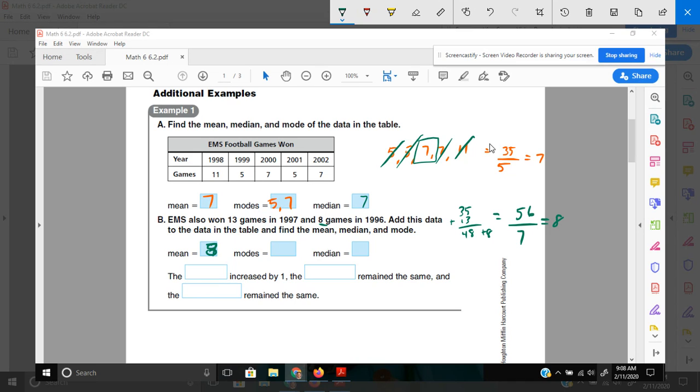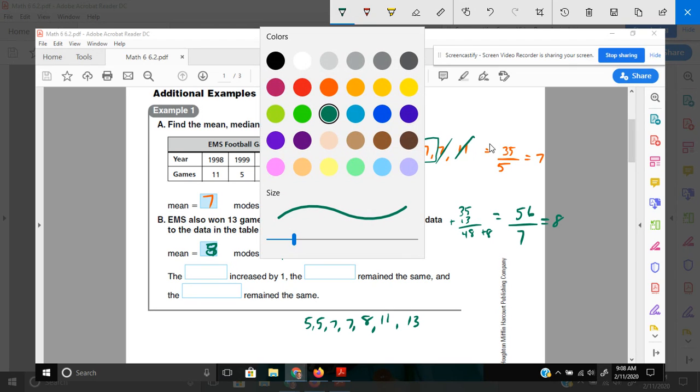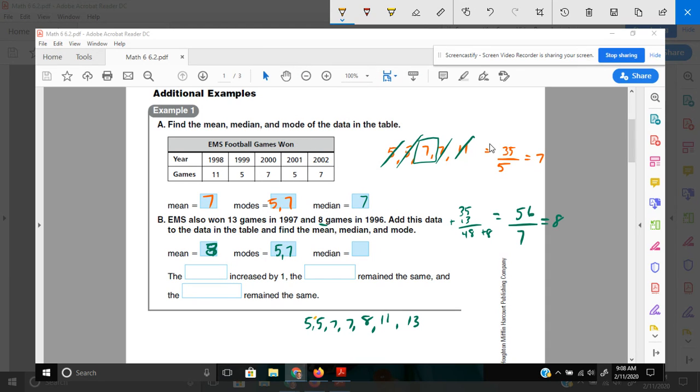My modes would be unchanged. 5 and 7 both are still the most common, or they occur the most. And then the median, how would my median change? Well, let's line them up again. So least to greatest, 5, 5, 7, 7. Next would come 8, then 11, and then 13. 1, 2, 3, 4, 5, 6, 7 games. Yep, that's right. All right, finding my median, cross off one of the low and one of the high, and work my way towards the middle. And my median is 7.